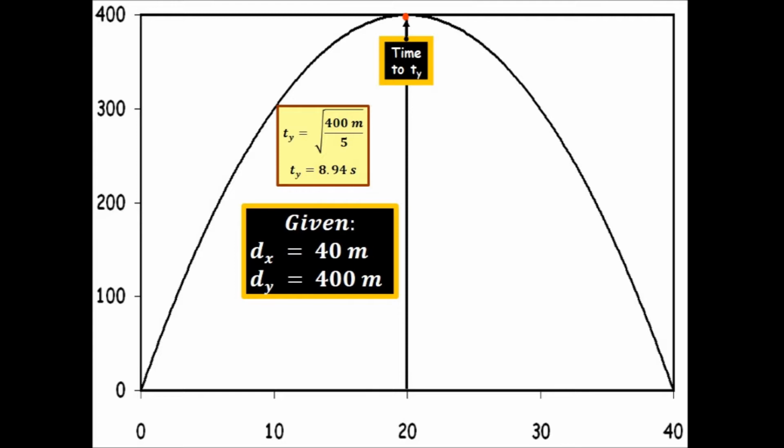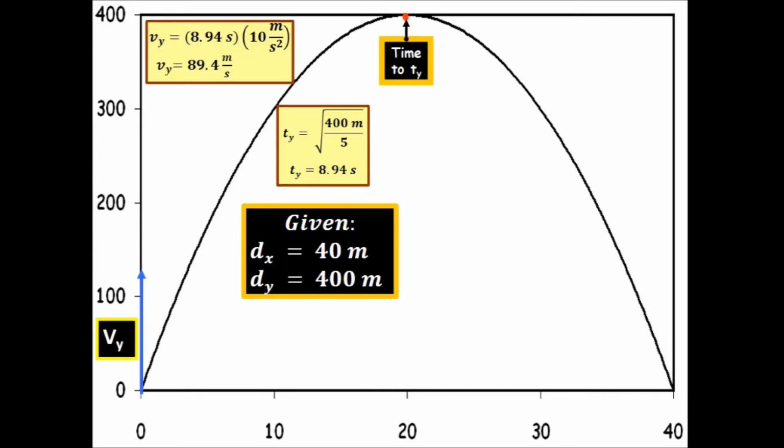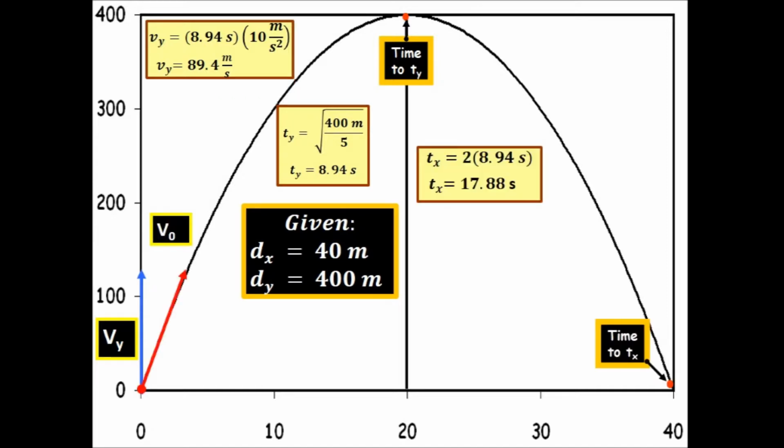Now, remember Tx, there's the 89.4. Remember Tx is going to be twice Ty. So if Ty is 8.94, then what is 2 times 8.94? And the answer is 17.88 seconds. So we now know what Ty, Tx, and Vy are. They are listed there.